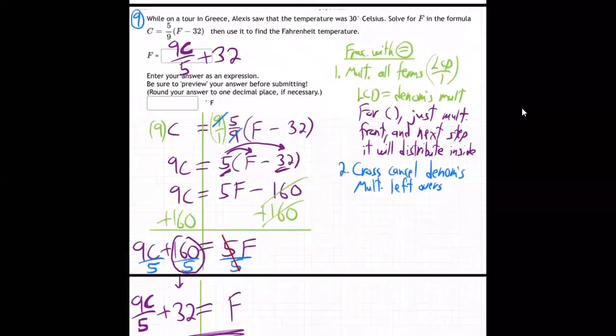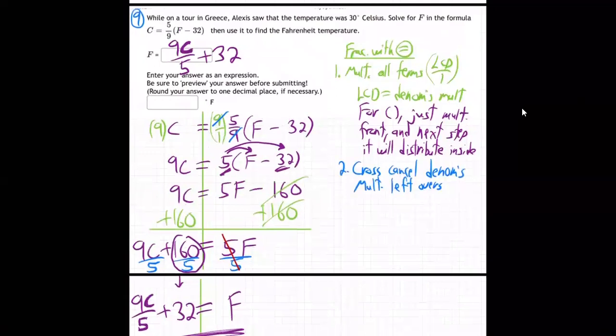And now the second part of this question is they're saying, okay, enter your answer as an expression. We did that. Okay, and now round your answer to 1. So now they want degrees Fahrenheit. They're not really making this question very clear. It's kind of confusing. You're like, what's this degrees Fahrenheit? Well, now we plug in her temperature right here.